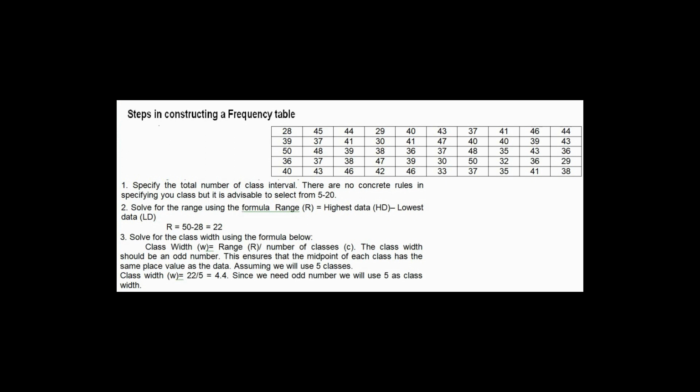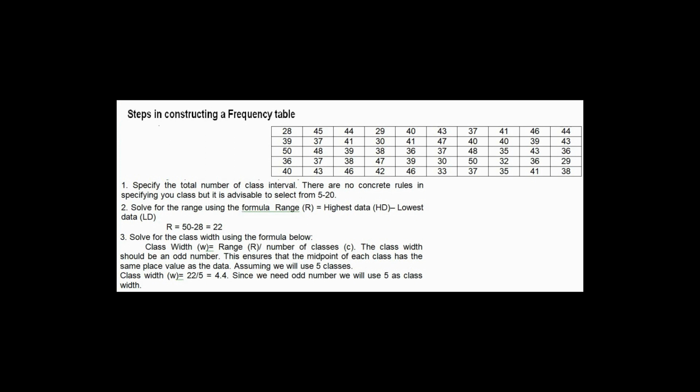The third step is to solve for the class width using the formula: class width, represented by a small w, equals range, represented by R, divided by the number of classes, represented by a small c. The class width should be an odd number. There are no strict rules, but most of the literature suggests that it must be an odd number. This ensures that the midpoint of each class has the same place value as the data.